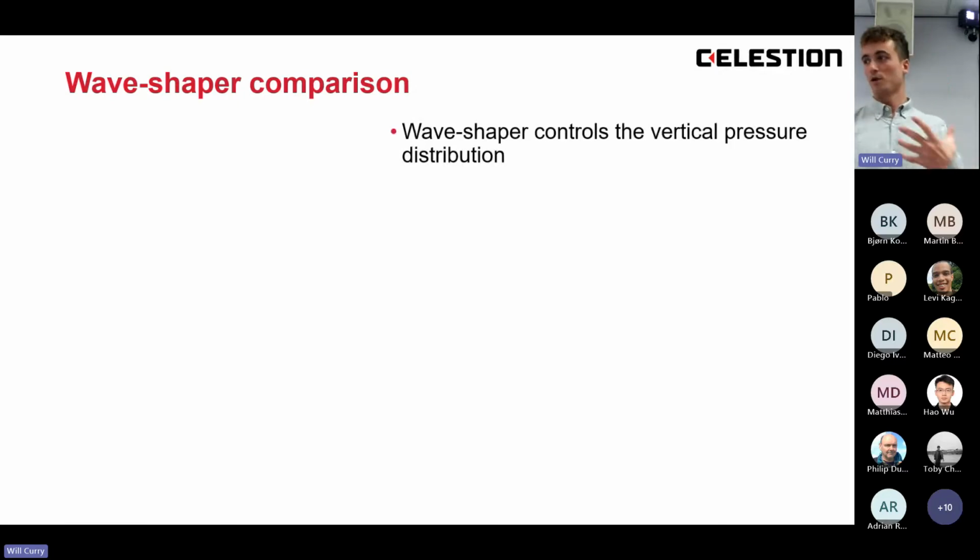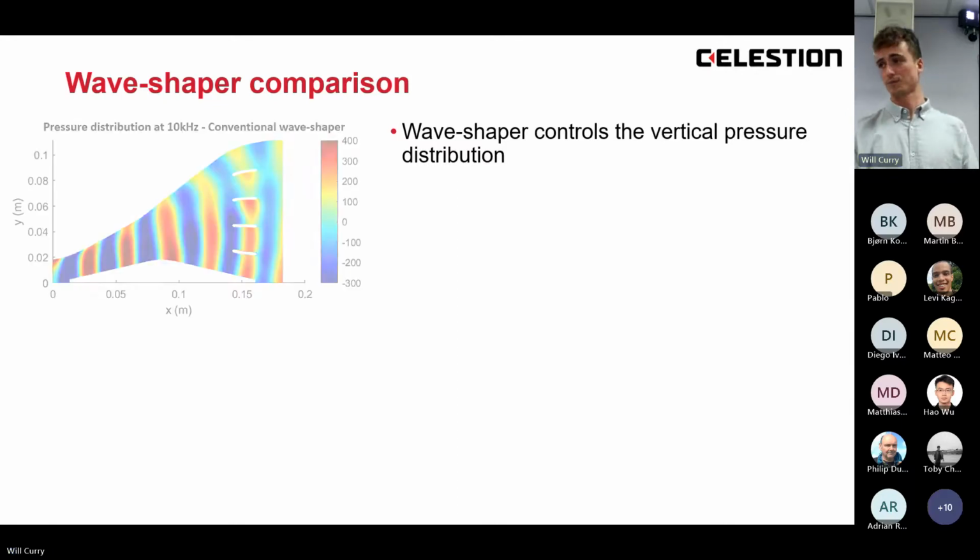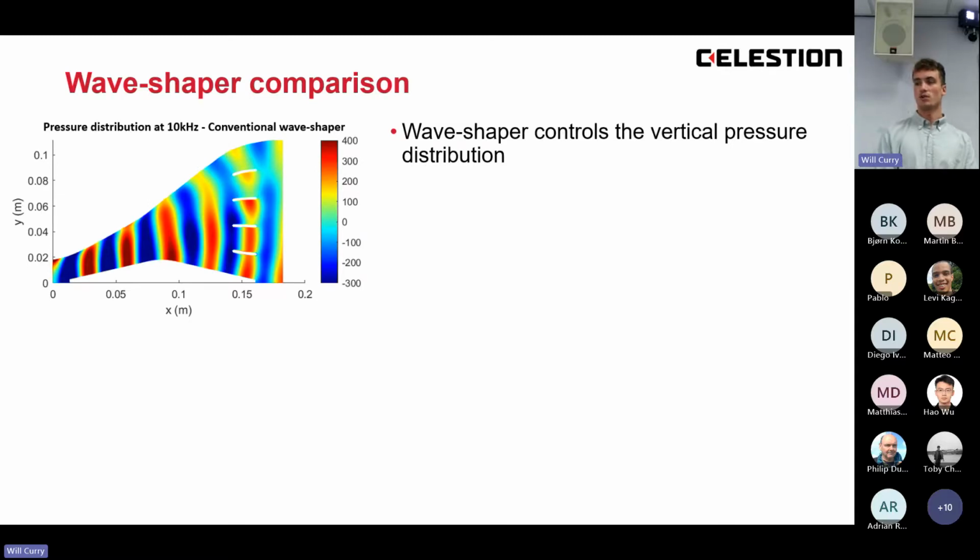So the wave shaper controls the vertical pressure distribution. This is really important if you're trying to make a good line source. This here shows the pressure at 10 kilohertz on a conventional wave shaper, and the pressure waves aren't quite aligned with that exit surface. So it wouldn't actually create a perfect line source.